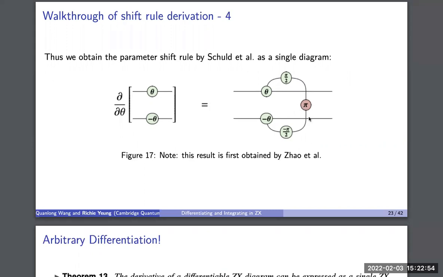And it turns out this ZX diagram is actually the one diagram version of the parameter shift rule that is derived by Short et al. And this ZX result is first discovered by Zhao et al. in their paper.